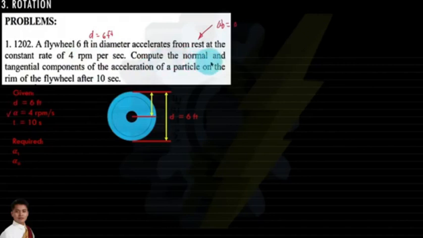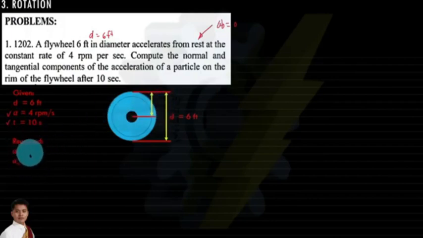Required: compute the normal and tangential components of the acceleration. So we have a sub t and a sub n, after 10 seconds. So we have another given time, that is 10 seconds. How can we solve now the tangential and normal components of acceleration?